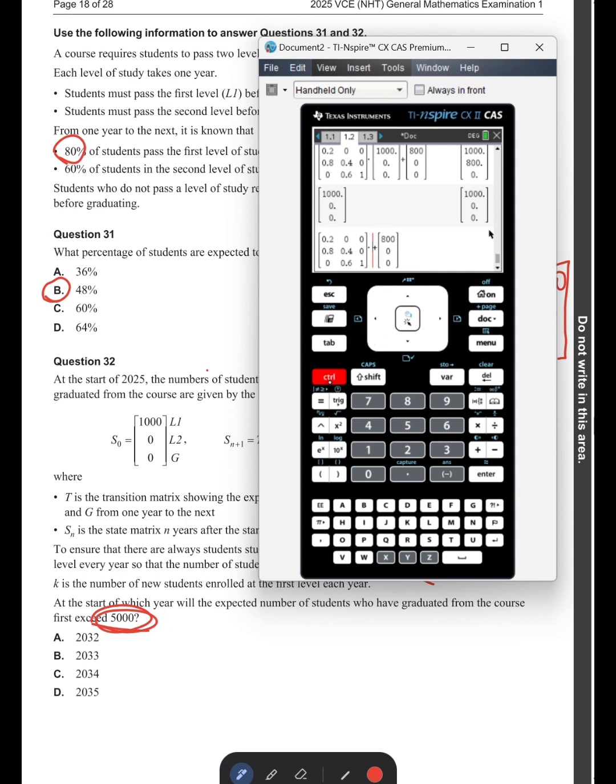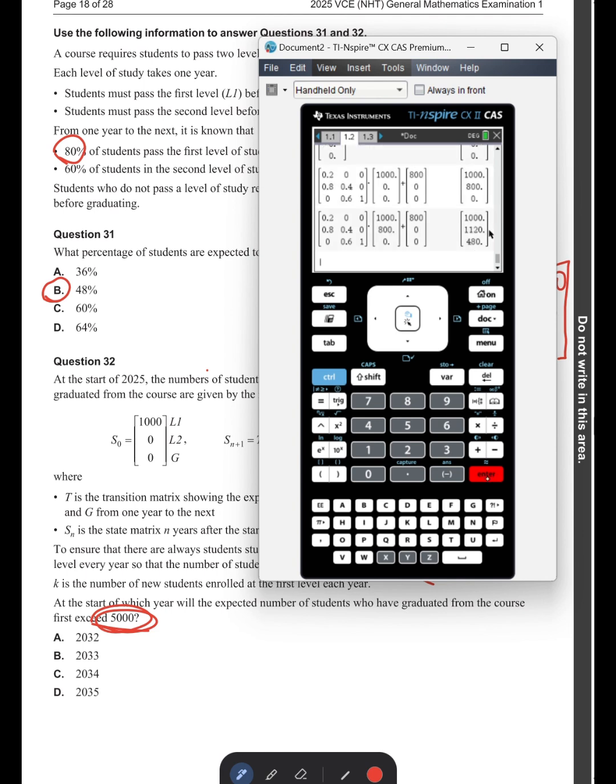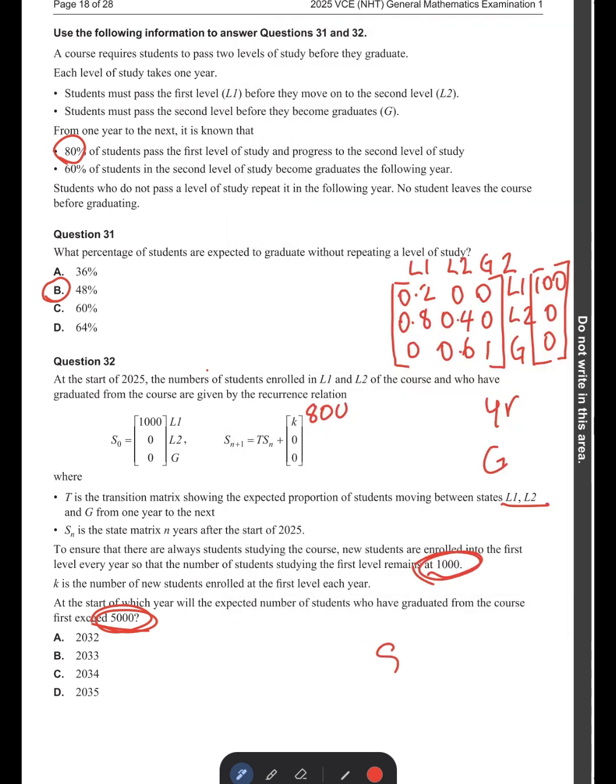Okay, control answer. All right, so first year, and we got 1,000, so perfect. Second year, still 1,000, great. Now I'm looking for when people graduate, so I've got to count them. I'm looking at till the graduates first exceed 5,000. So that's 1 year, 2, 3, 4, 5, 6, 7, 8. So it's 8 years, but it's 8 years from the start of 2025. So that makes it 2033.